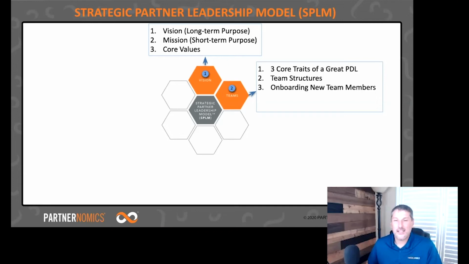Onboarding. So many times we do not onboard our PDLs, or our partner development leaders, correctly. So what do we need to do? We need to have a solid onboarding process. And the SPLM framework within the teams element shares a lot of different success practices of how we can make sure that this happens.